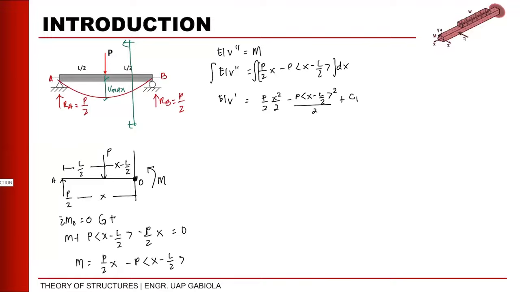Next is to integrate again our equation. We will have EIv. So this will be our deflection now. Maybe kailangan muna natin i-simplify yung equation natin sa taas. No? So we will have EIv prime is equals to P over 4 x squared minus P over 2 (x minus L over 2) squared plus C1. So this is our slope equation.